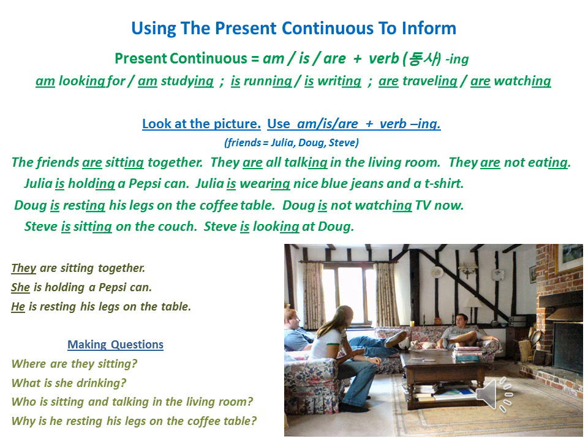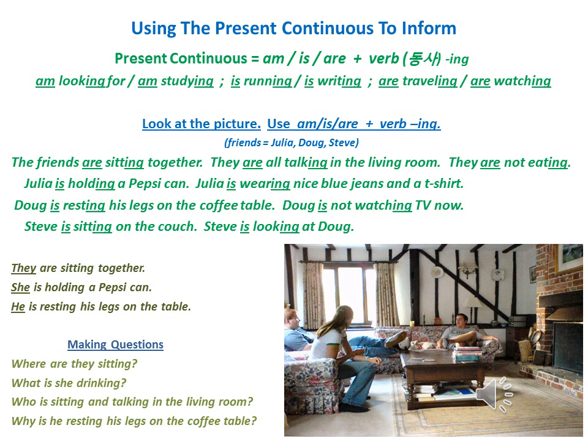Here, look at the picture. The friends are sitting together. They are all talking in the living room. What's happening? Look at the picture. What's happening now? What's happening in the picture now? Julie is holding a Pepsi can. Look at her hand. Julia is wearing nice blue jeans. Doug is resting his legs on the coffee table, which is impolite.